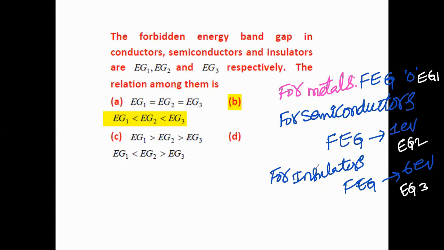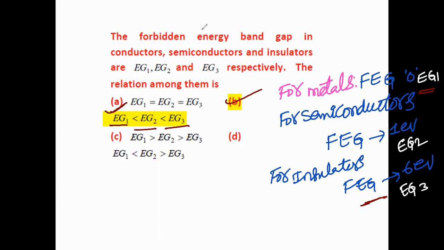For metals, energy gap is less. They asked for the relation, less than or more than, that we have to take. In case of the metals, energy gap is less, EG1 less. And for the semiconductors, it is less when compared with the insulators. This is correct. B option is correct: EG1 less than EG2 less than EG3. Like that, we will take.